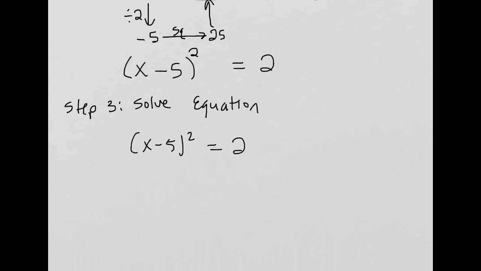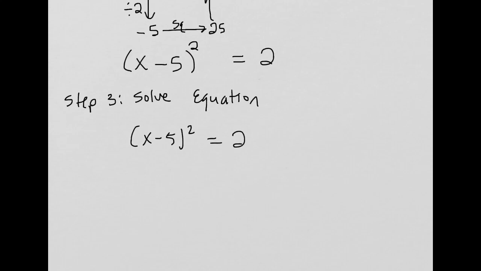Okay, so now if we solve the equation, notice I've got a square, so I have to undo that square. The way I'm going to undo the square is just by applying the square root to both sides. So when we apply the square root to both sides, we get 2 solutions. We get a plus and a minus. So the square root of x minus 5 squared is just x minus 5. On the other side, I get plus or minus the square root of 2. I can't simplify that at all.